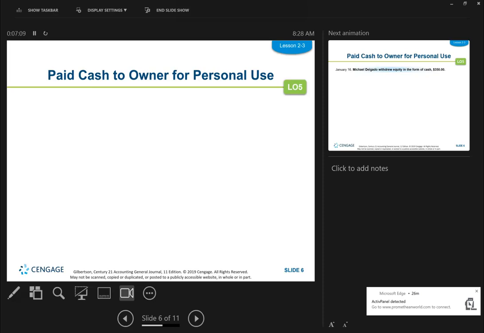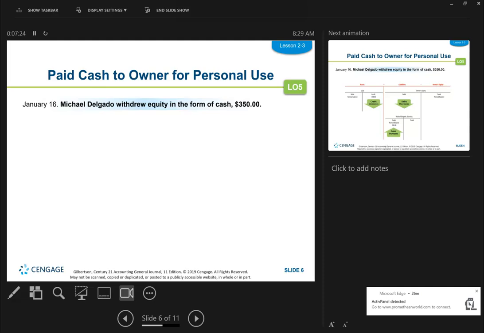Paid cash to owner for personal use. So if you own the company, you can just go into the cash register, pull some money out, and use it to buy lunch or something, right? Like you're the owner, it's your money. You can do that. So here we withdrew equity in the form of cash, $350.